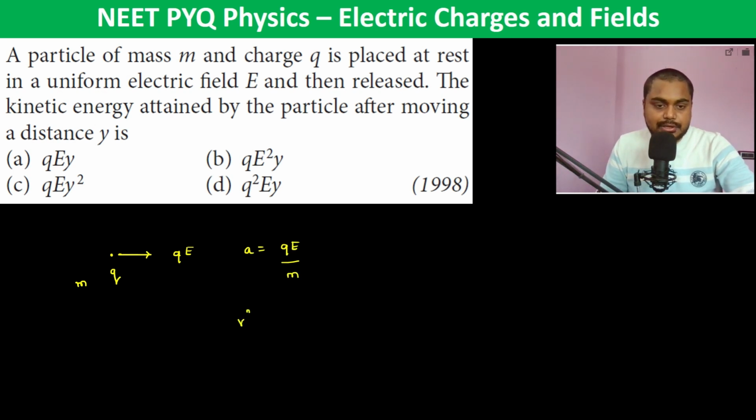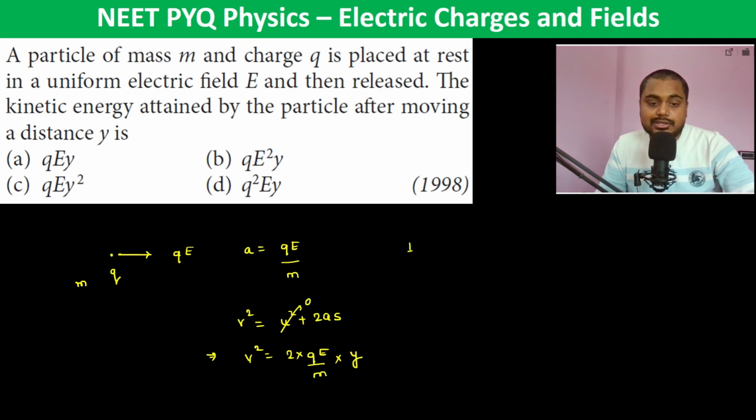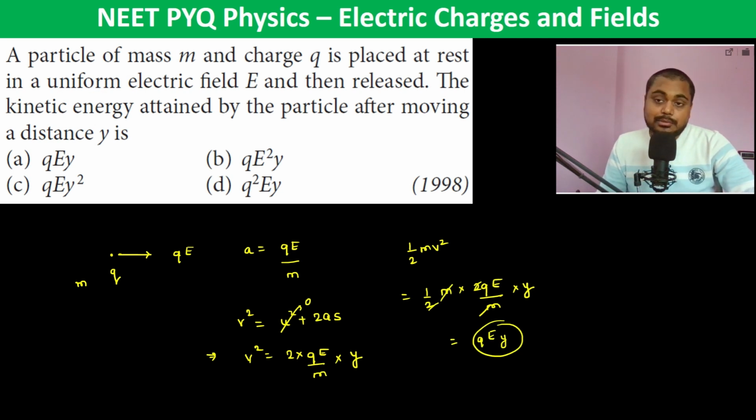So now we can find the final velocity. V square equals U square plus 2 into A into S. Initial velocity was 0, so V square is equal to 2 into A, which is QE by m, and the distance it has moved is y. So now the kinetic energy is half m V square, so this is half into m into 2 QE by m into y. This is QEy. This is based upon the basic general equations of motion.